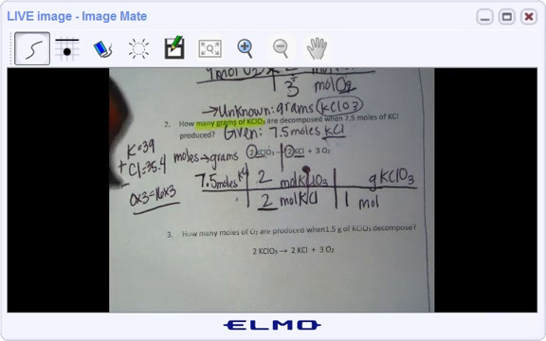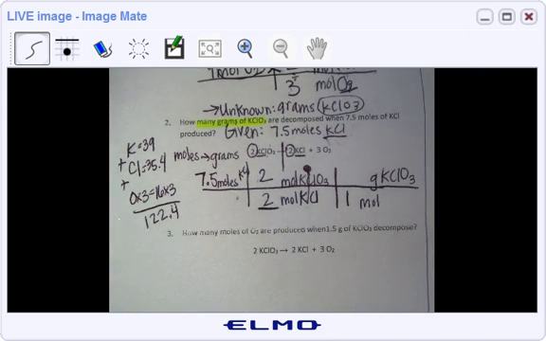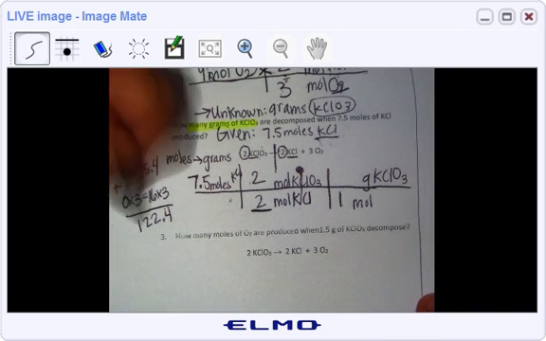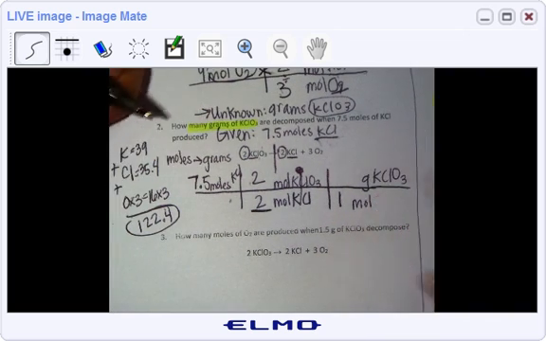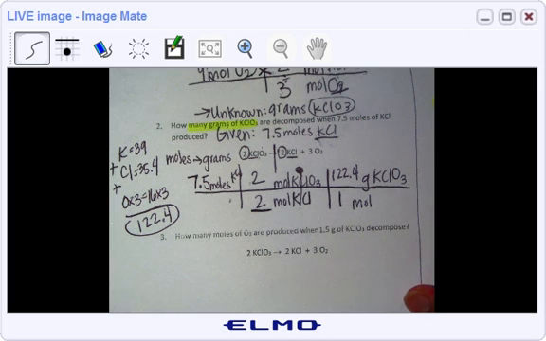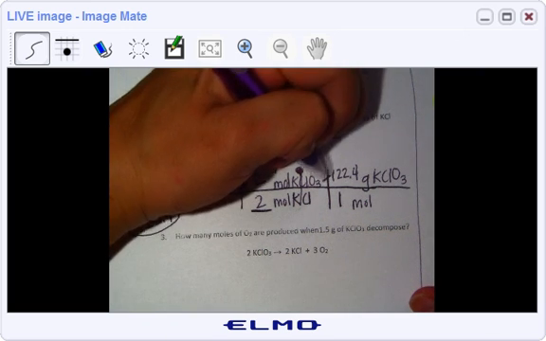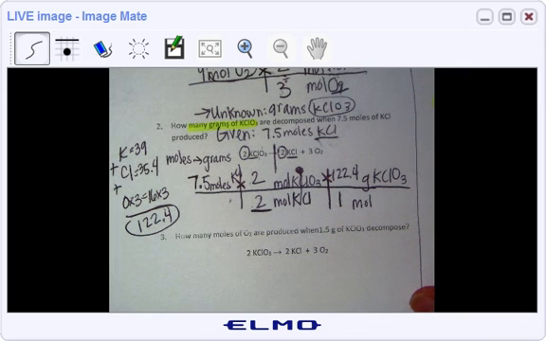These all get added together. You're getting the total mass of something. So this number is what I'm going to go ahead and put for my grams of KClO3. Now in order to solve, the top gets multiplied across, and then I'll divide everything by 2.